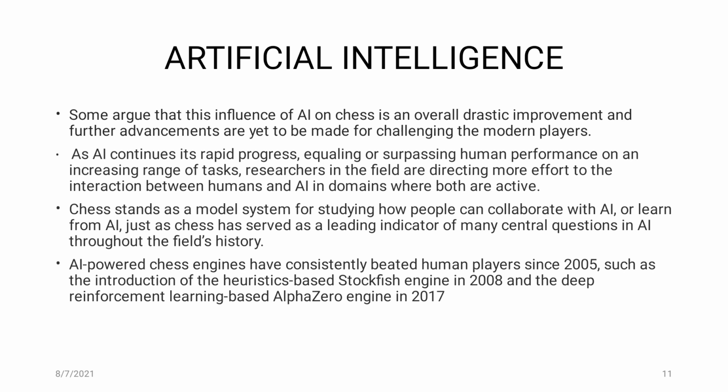AI-powered chess engines have consistently beaten human players since 2005. Until then, some grandmasters had beaten the computer, and there was the introduction of the heuristic-based Stockfish engine in 2008 and the reinforcement learning based AlphaZero engine in 2017.